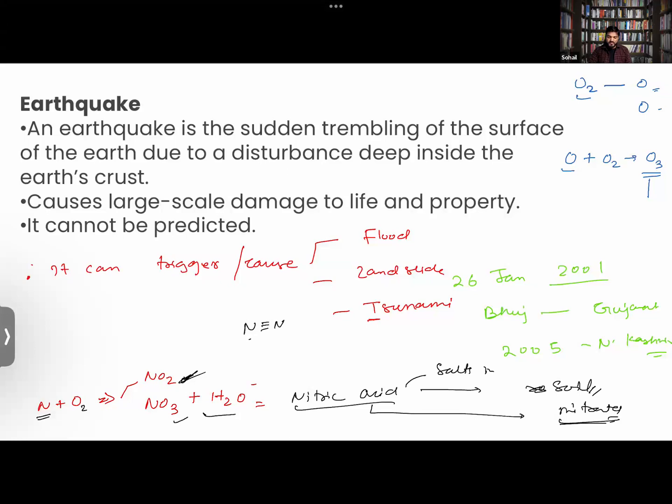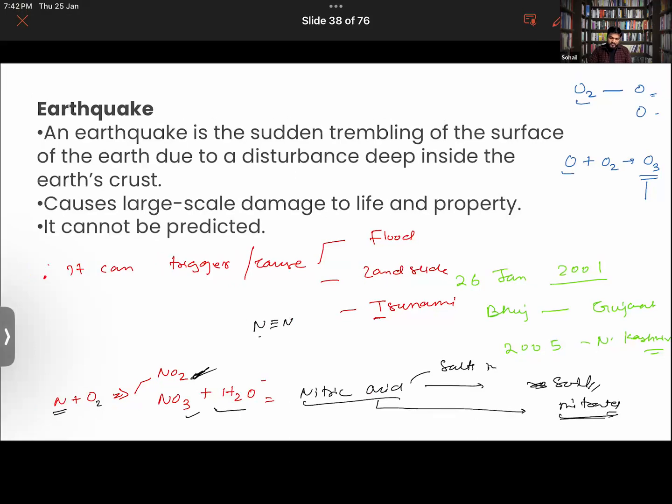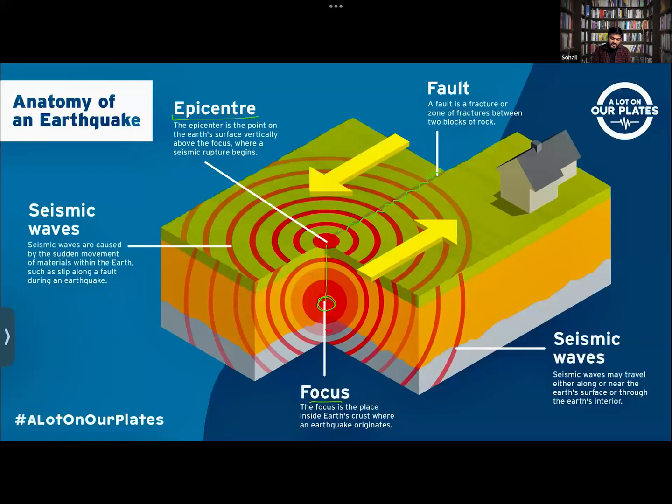Okay, let's move further. By the way, those of you who have joined late, I told about these terms here: epicenter, focus, and fault, and then seismic waves. The origin where the earthquake originates is called the focus. The vertical point above the focus is called the epicenter. The cracks that develop between the two plates are called a fault. And the earthquake travels in the form of waves, hence you have seismic waves.